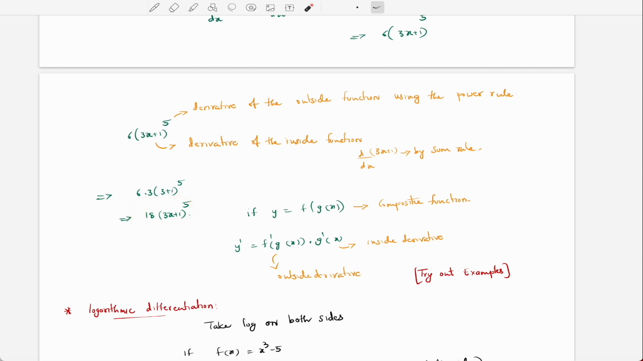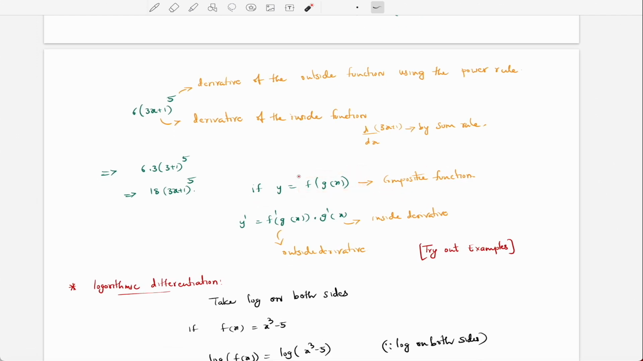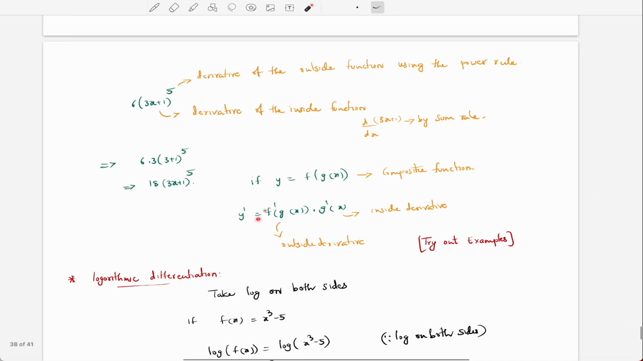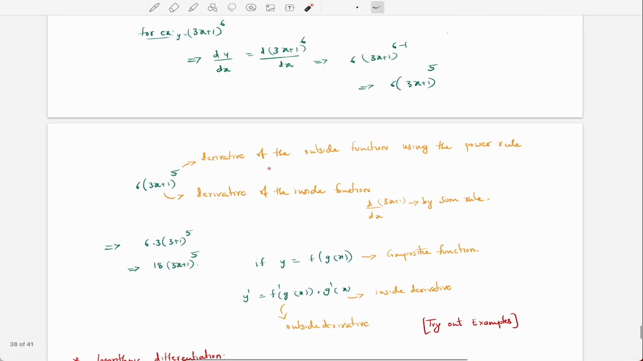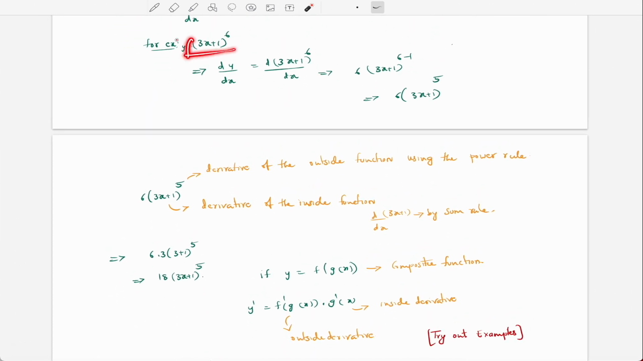Okay, so this is a composite function. If you clearly watched our previous lecture, I discussed what a composite function is. If we have one or more functions inside one function, this is called a composite function. So we have y prime, which is equal to f prime of g of x into g prime of x, where this is the outside derivative and this is the inside derivative. I just want to try out a new example so that it will be easy for you to understand.